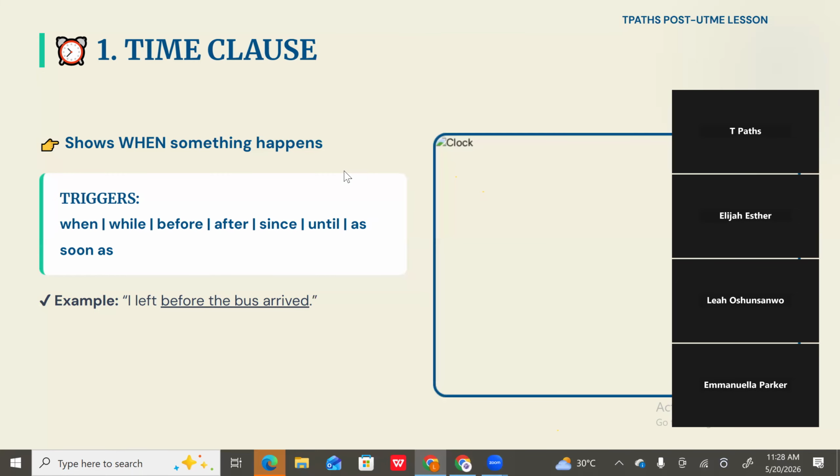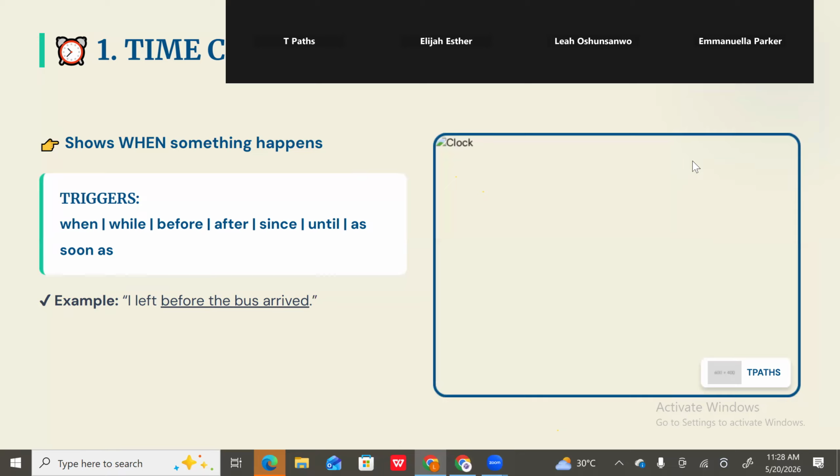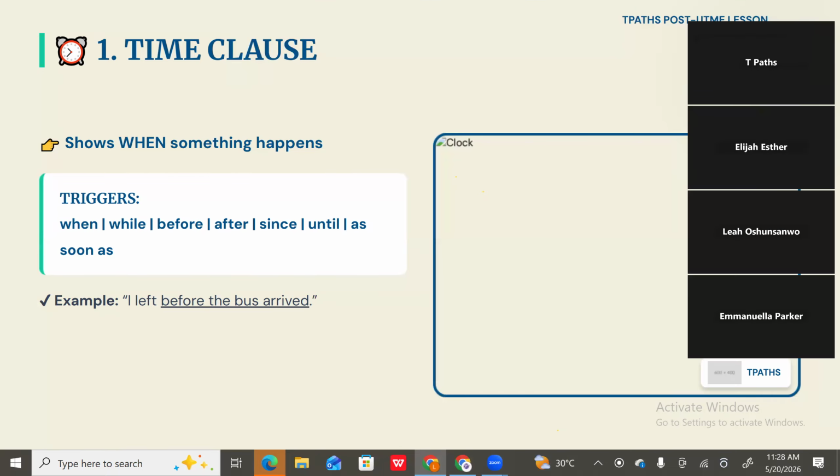I'll wait for you to click on it before I proceed. Okay, good. How about others? Yeah, fine. I'm waiting for others. Let's see if we are on the same pace. If you have any question, please do not hesitate to drop it in the chat box. It's important that as I'm teaching you, you make a screenshot of all these trigger words. They are important.